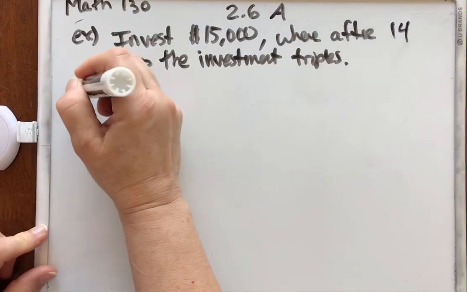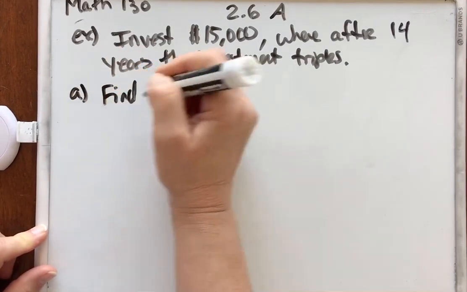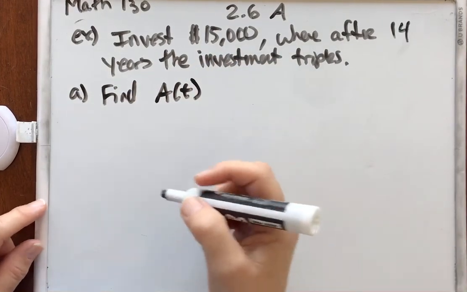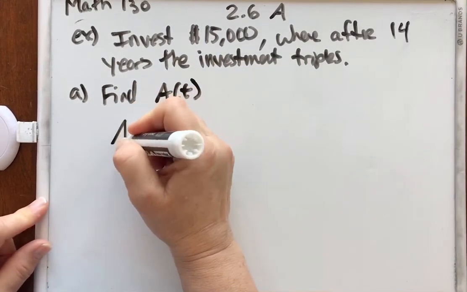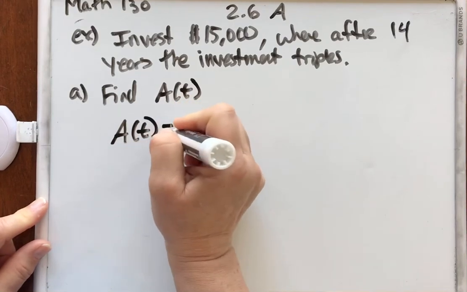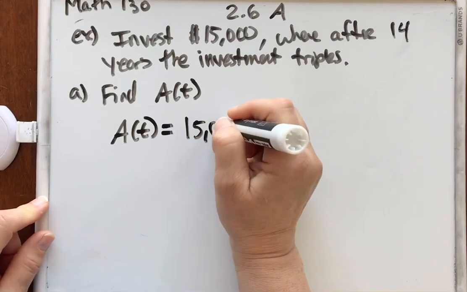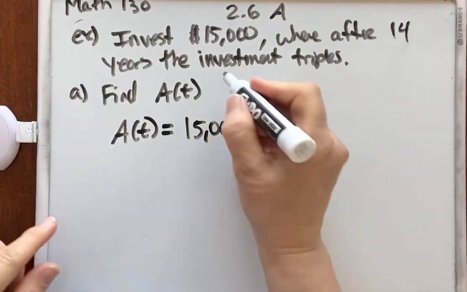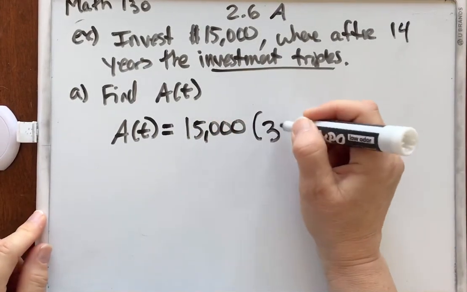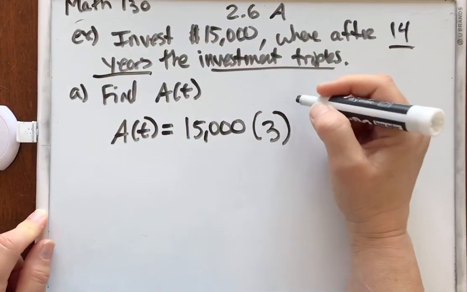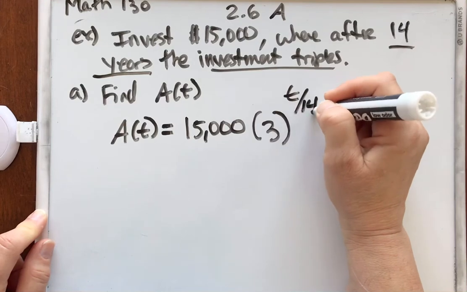All right, letter A, find A of t. You've seen a problem like this before in a previous class, but you haven't seen it recently. We'll do the same things as before: we keep our initial $15,000. It says the investment triples, but it triples every 14 years. Therefore, we have t over 14.